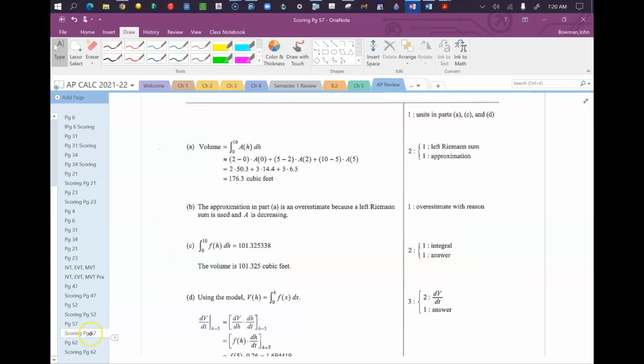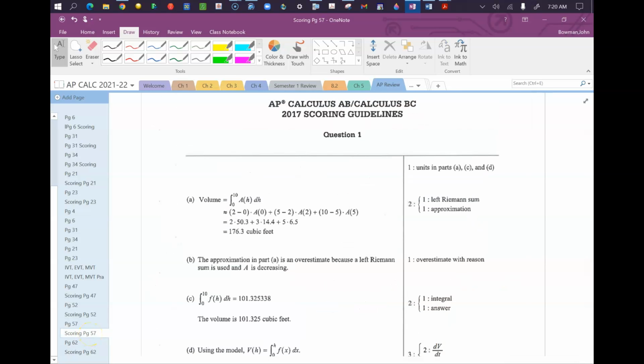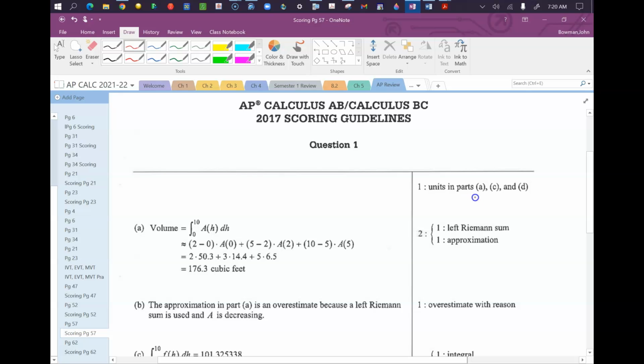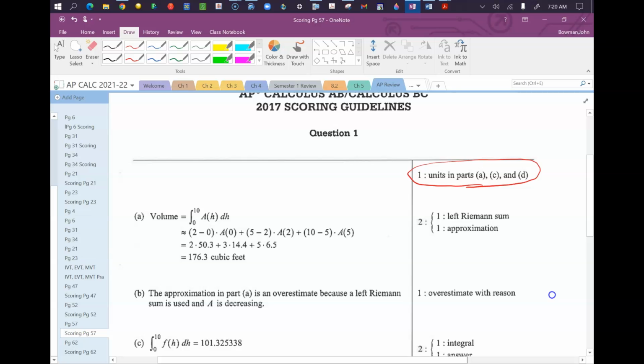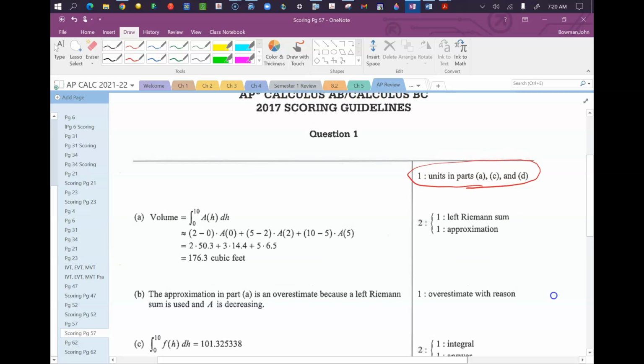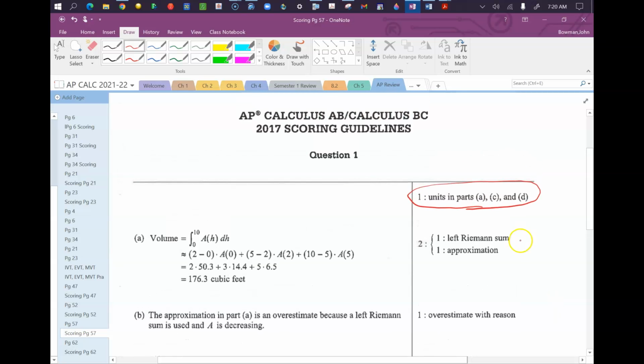So let's take a look at the scoring for this. Notice it says you get 1 point for units in parts A, C, and D. So it looks like you have to do units in all of those to get that 1 point. 1 point for the left Riemann sum, 1 point for the approximation. I don't know what they mean by the approximation. I don't know if they mean the actual value that you get, but here's the Riemann sum, and here's the integral that we'd have to find.